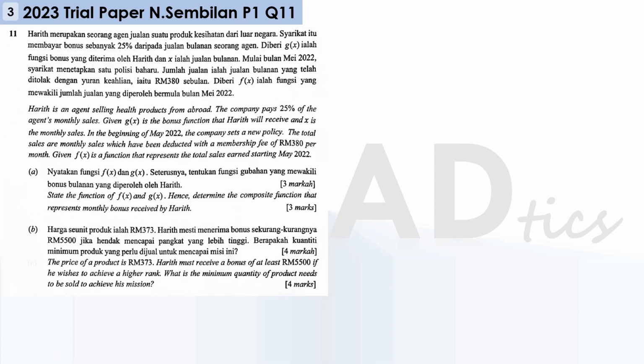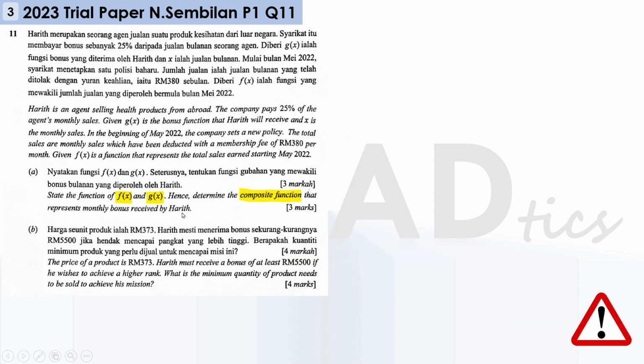Third question comes from last year's trial paper, the N. Sembilan. Here we have a paragraph, but let's go through the question first. Okay, so here it says state the function of f of x, g of x, and then we need to find out the composite function, which means two functions combined together to form a new function which represents the monthly money or bonus received by Harif.